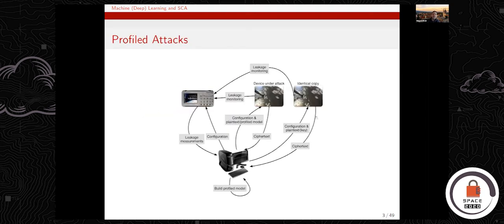So let's briefly recap the situation on profiled attacks, which Lejla introduced, but just to emphasize this. So these are the profiled attacks. We have two devices, one identical copy, where we learn, in template lingo, we build templates. In machine learning lingo, we build a machine learning model. And then we have another device called the device under attack.